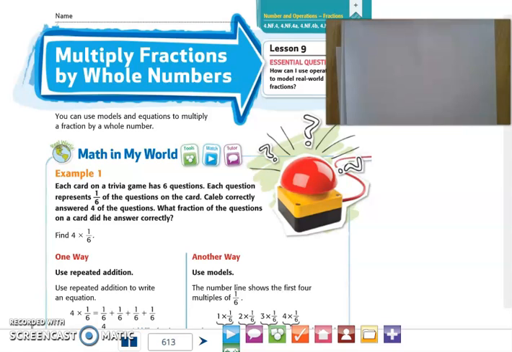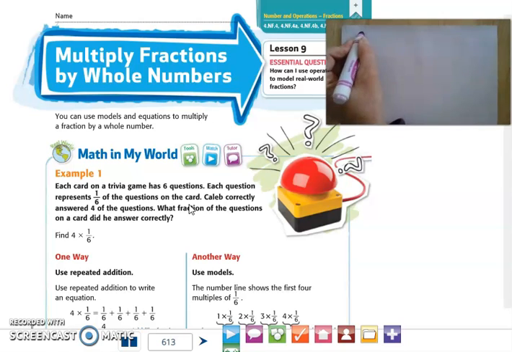Okay, Chapter 9, Lesson 9, Multiply Fractions by Whole Numbers. You can use models and equations to multiply a fraction by a whole number. Okay, example 1. Each card on a trivia game has 6 questions. Each question represents 1/6 of the questions on the card. So let's look at that.